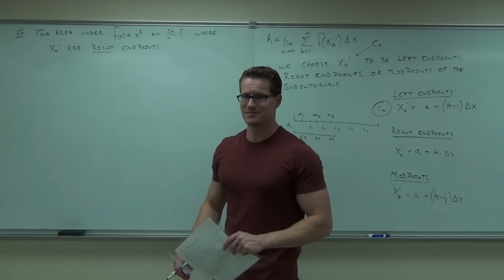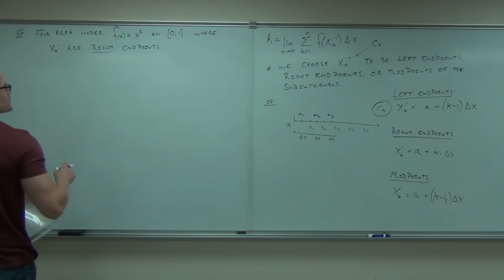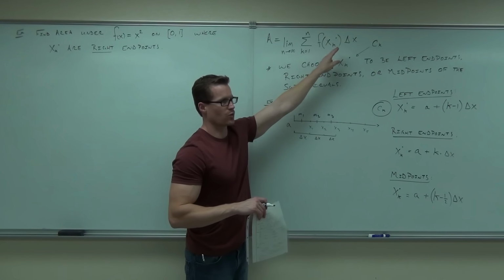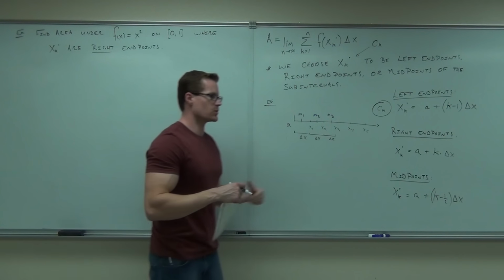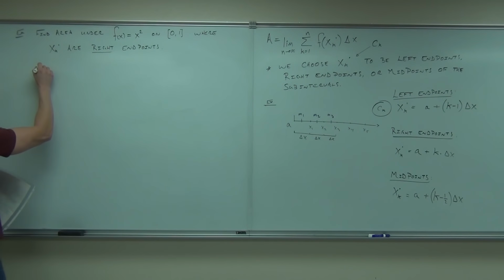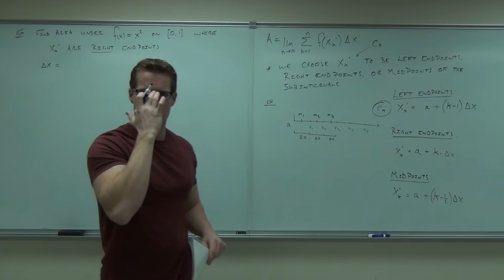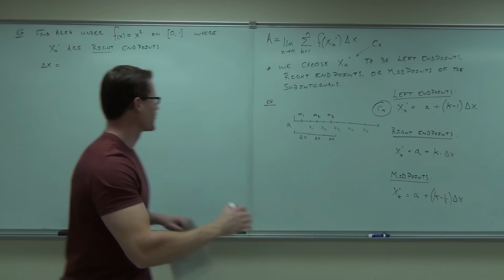Ready to get down to it? The first thing you do, whenever you're doing this, we're basically trying to fill this out. So we're going to start on the right, we'll work our way left. You have to start and know what delta x is. So delta x, recall that delta x is, how do we find delta x? b minus a over what?